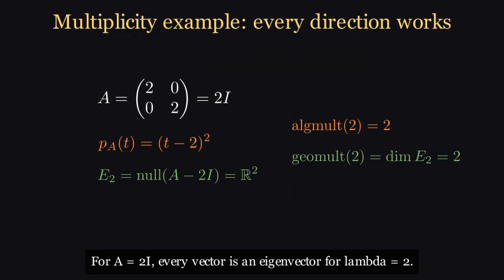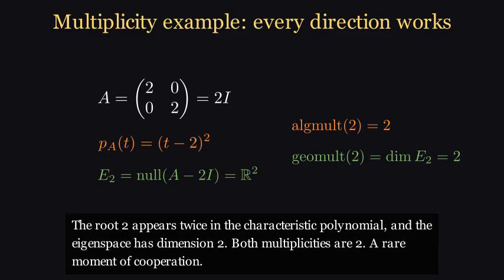For A equals 2I, every vector is an eigenvector for lambda equals 2. The root 2 appears twice in the characteristic polynomial, and the eigenspace has dimension 2. Both multiplicities are 2, a rare moment of cooperation.